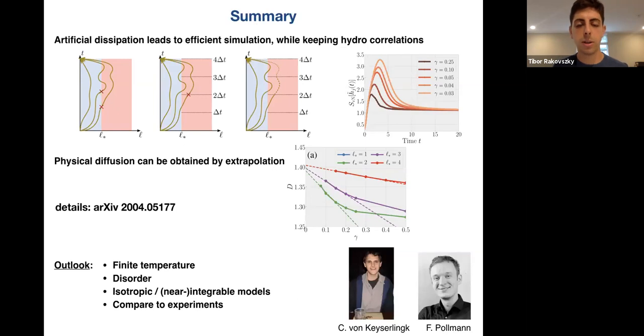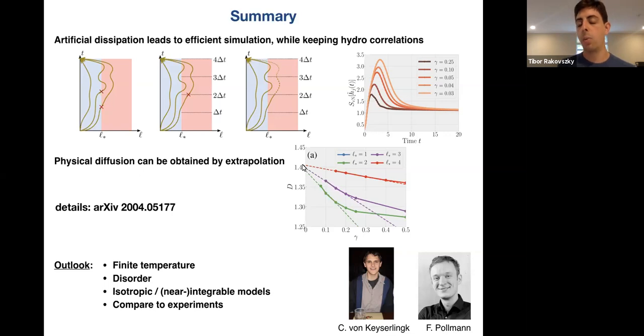Yeah, so this brings me to my conclusion. What I tried to convince you of is that by doing this artificial dissipation in evolving operators, we can correctly capture the hydrodynamic behavior, avoiding the limitations of many other methods, and get the correct diffusion constants, which we demonstrated in various models. And again, the trick is that you have to extrapolate back to zero dissipation to get the physical result.